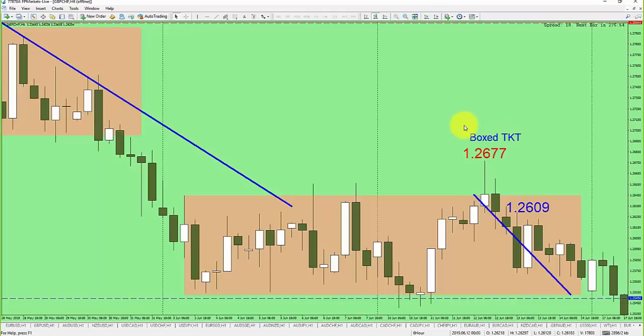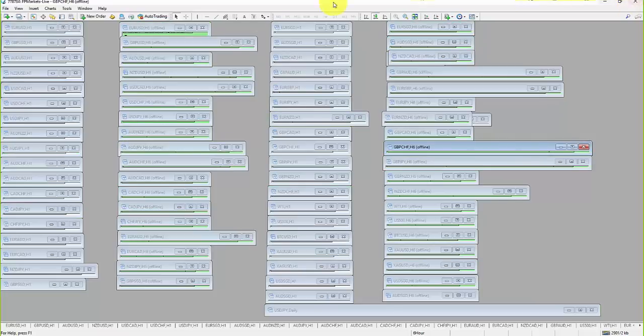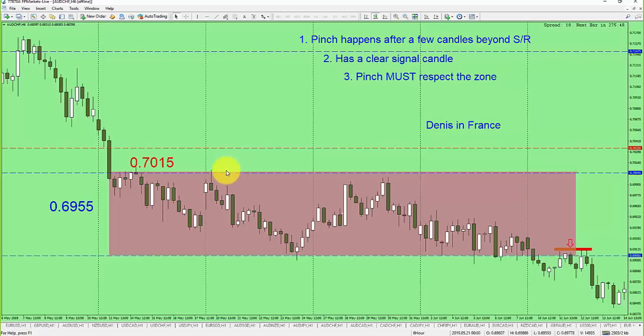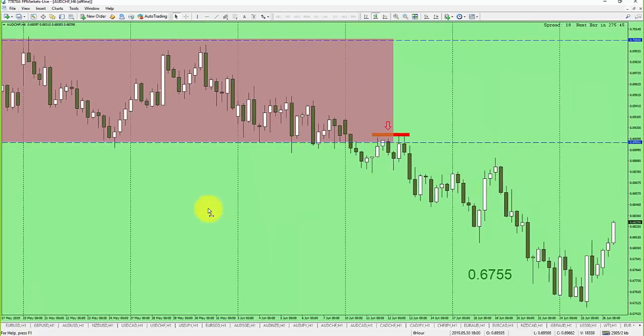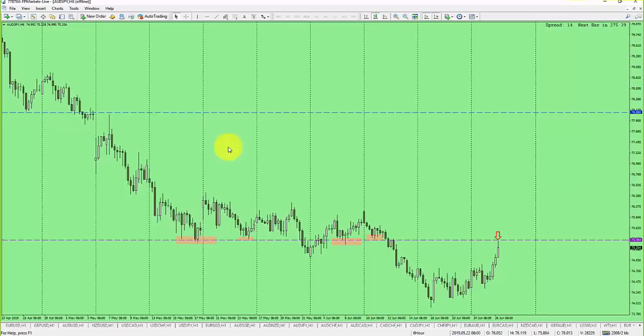Let's move on to numero 13. All right. And now this one, I think we got an interesting one brewing right now. No, not this one, not the Aussie Swiss. I'm sorry, we already went over that one. It's the Aussie Yen. Okay. This, my friends, is awesome.